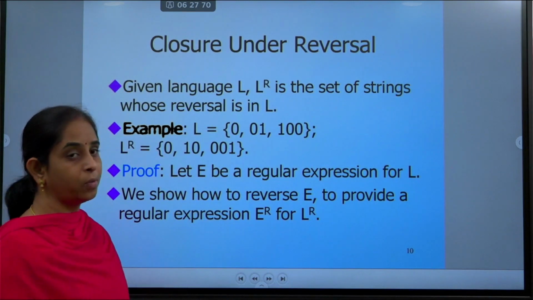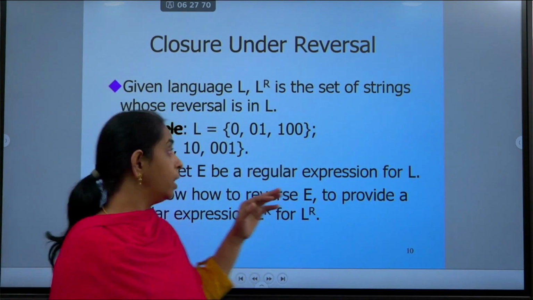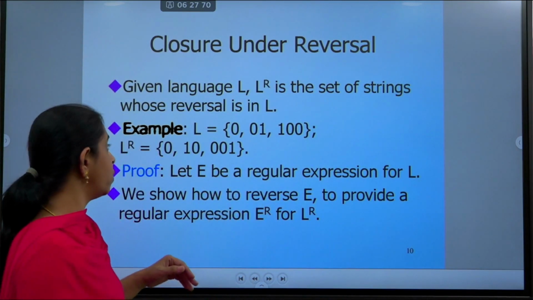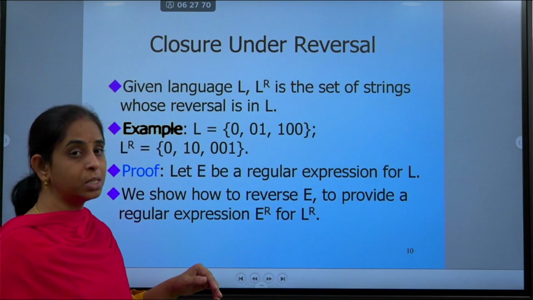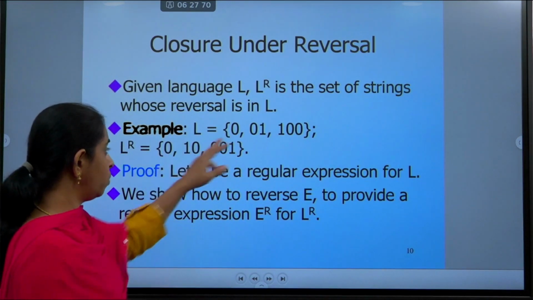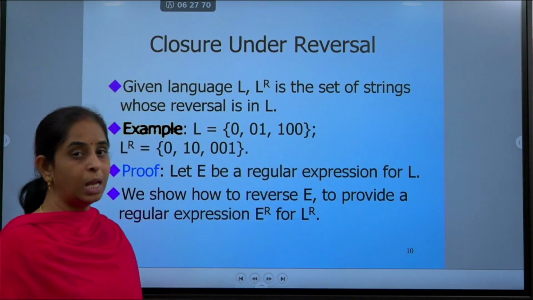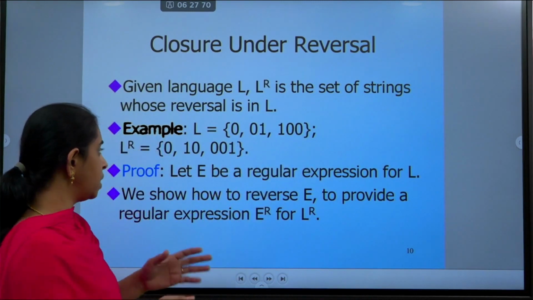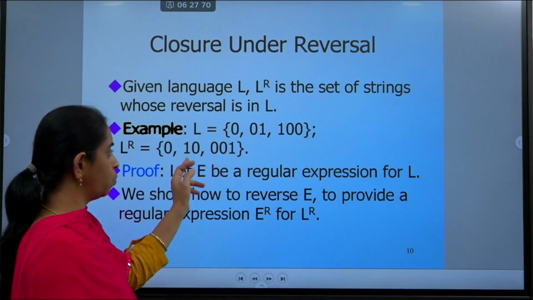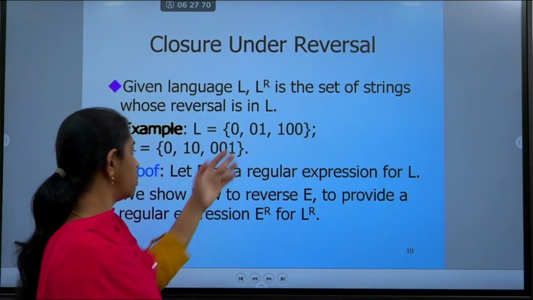And the reversal operation. Whenever we take the language L, L power R means the set of strings that we have taken, reversed, and those are also regular. Here we have taken the strings 0, 0 1, 1 0 0, and L power R. So the reversal gives us 0, 0 1 reversed is 1 0, and 1 0 0 reversed is 0 0 1.